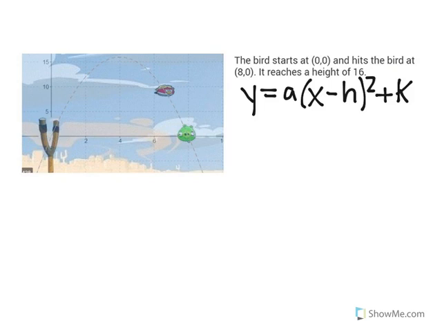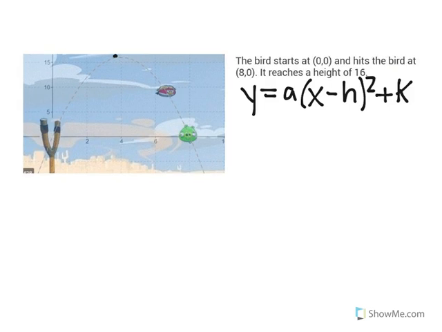What we need to do is to be able to identify the vertex of our parabola. So here's our vertex. We know that the bird traveled from 0 and it landed at 8. So the halfway point between 0 and 8, which is where our vertex is going to be, is 4. So we use that horizontal distance that it travels and we cut it in half. And then we also know that it reaches a height of 16. So the highest point of the graph is going to be 16.